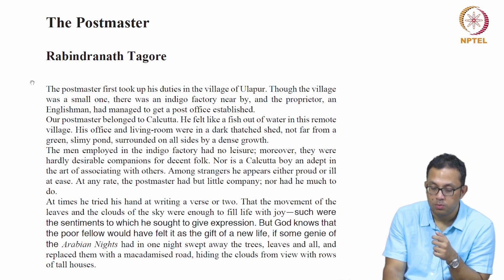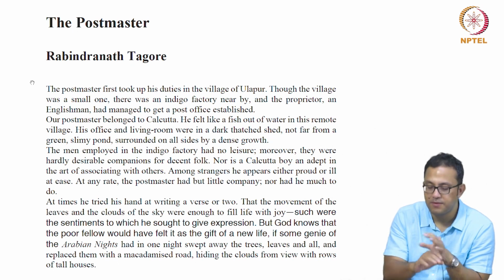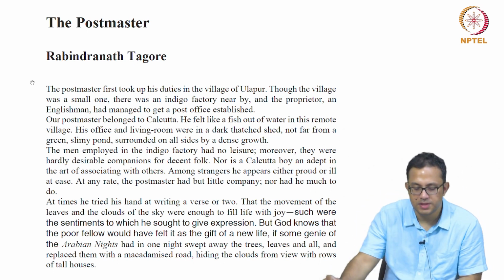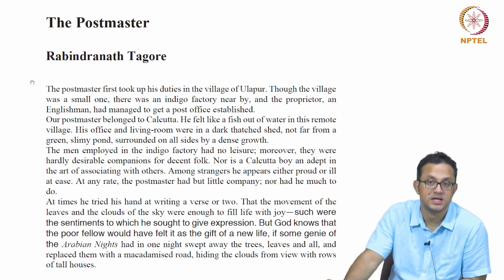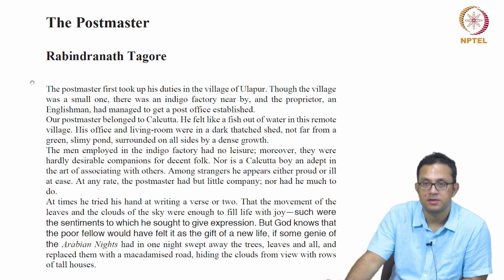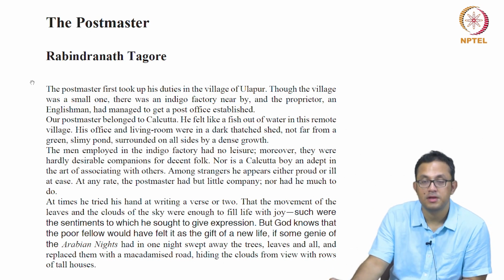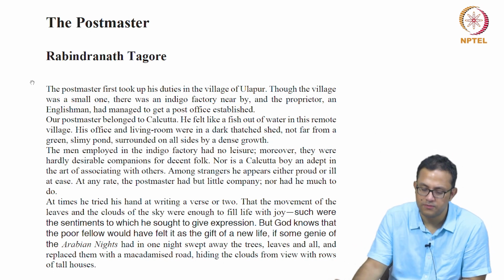His office and living room were in the dark thatched shed, not far from a green slimy pond, surrounded on all sides by a dense growth. So we have a very, very thick rural setting over here. We're told that his office and his living room are part of a dark thatched shed, and there's a pond nearby, and there's a dense forest around the pond and the office, which is obviously very different, presumably, from the kind of conditions that he's habituated to, he's used to in Calcutta. So we're told he felt like a fish out of water, which is to say, he felt completely out of his comfort zone. He felt very, very like a misfit in this particular setting.